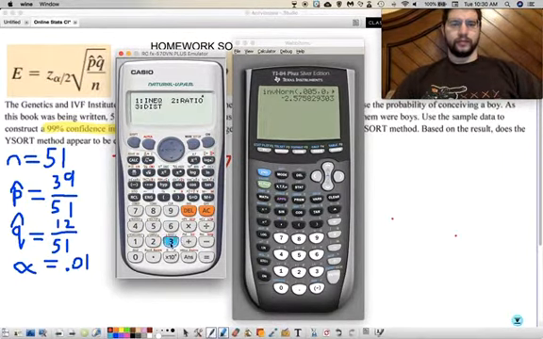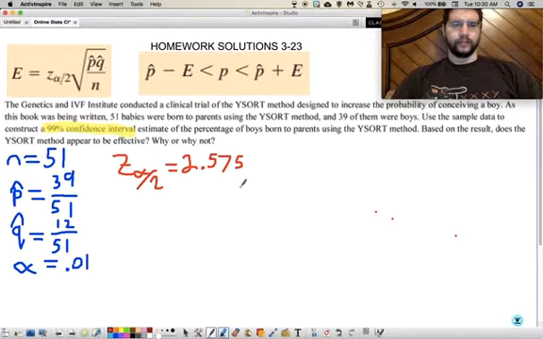On the Casio, we're going to go to our inverse normal and type in 0.005. Leave those alone. 2.576, again. So if you're using the calculator, you get just a slightly different answer. We can go with the 2.575 though.